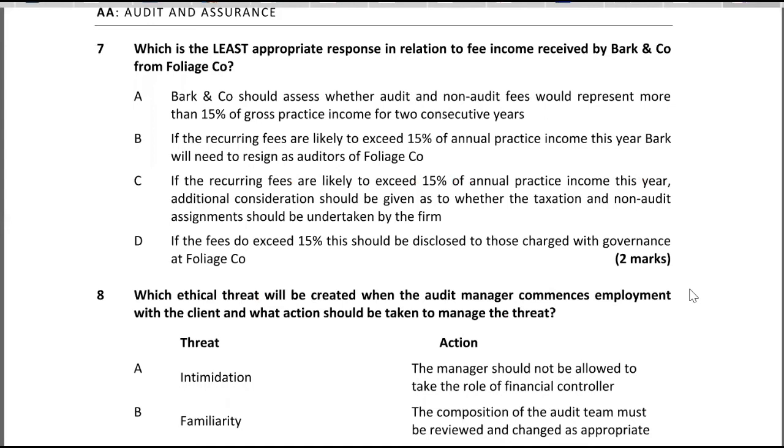Which is the least appropriate response in relation to the fee income received by Bark and Company from Foliage Company? Response means what the firm should do. Bark and Company should assess whether the audit and non-audit fee would represent more than 15% of gross practice income for 2 consecutive years. Yes, they should be doing that. But the least appropriate response: if the recurring fee is likely to exceed 15% of annual practice income this year, Bark will need to resign as auditors of the Foliage Company.